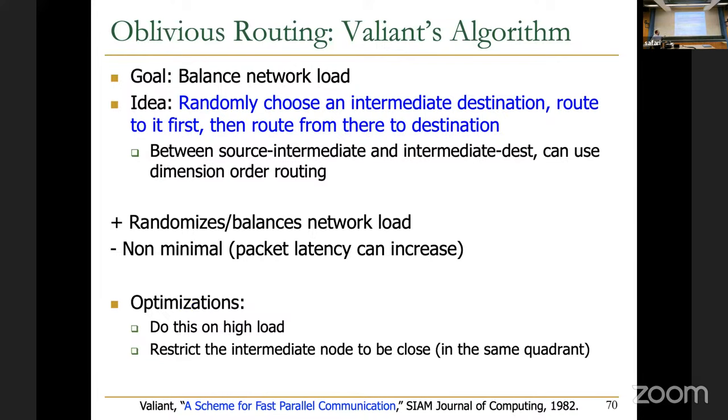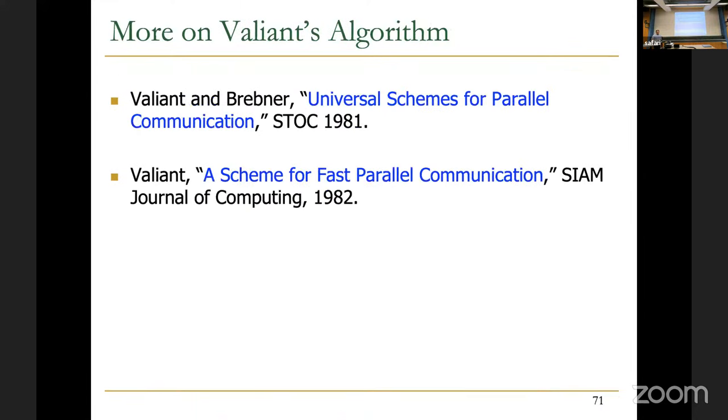So there is an optimization that, for example, we should do this on high load, because on low load we don't need that. On high load, we can actually use that. And actually, in high load, we are usually not bottlenecked by the number of hops. Also, we can restrict the intermediate node to be close, in the same quadrant, for example. So there could also be some observations; if you are interested, you should check the paper for more detail. There are also some more works on the Valiant algorithm that you can check.